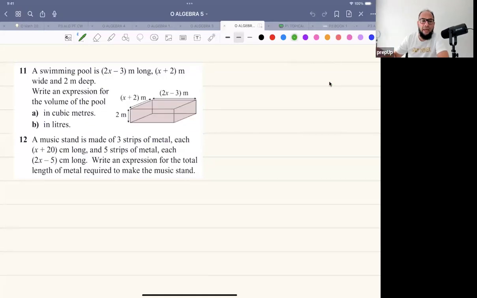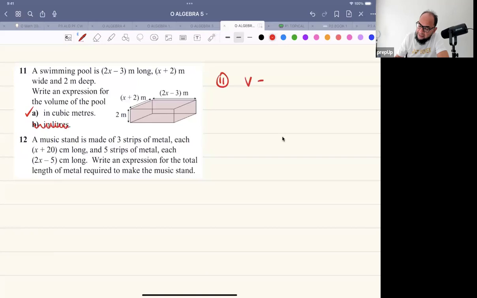So now let's look at question number 11. It says a swimming pool 2x minus 3 meter long, x plus 2 meter wide, and 2 meter deep. Write an expression for the volume of the pool in cubic meters and in liters. Now just ignore the liters right now. We are not doing the conversion as such. Let me just focus on part A only.